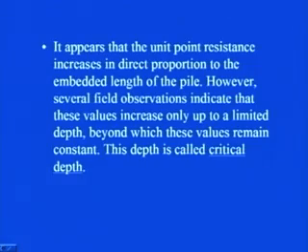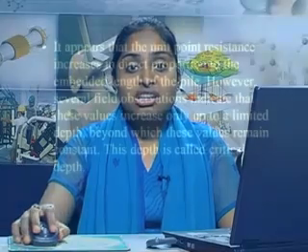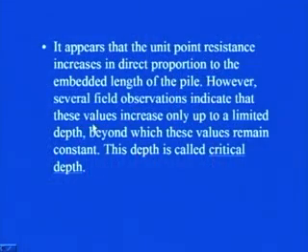into Z. So, what happens is that where the ground surface is, where Z is equal to 0, that sigma will become 0, and as you go on coming towards the tip of the pile, Z will be increasing, and so you expect a linear increase in unit point resistance also. However, several field observations indicate that these values increase only up to a limited depth, beyond which these values remain constant, and this particular depth is called the critical depth.